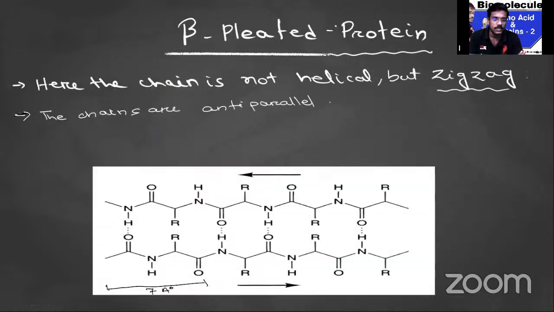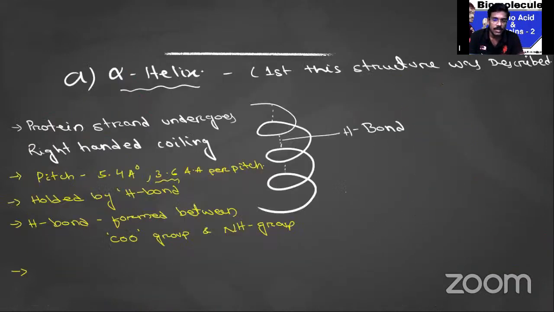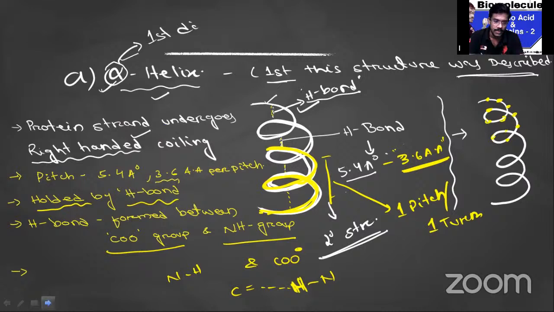The first one is the alpha helix. In the alpha helix, it is coiled around its own axis. One foot of the alpha helix structure of the protein is 5.4 angstrom. We have to remember that. And in that 5.4 angstrom of the alpha helix, there is presence of how many amino acids? There is presence of 3.6 amino acids.